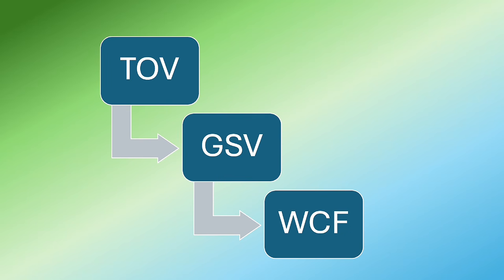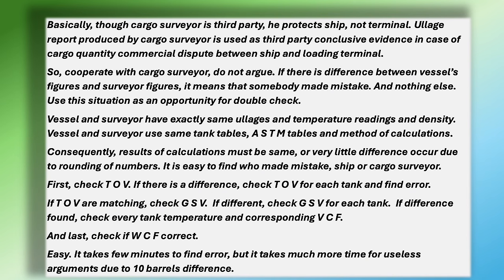First, check TOV. If there is a difference, check TOV for each tank and find the error. If TOV are matching, check GSV. If different, check GSV for each tank. If a difference is found, check every tank temperature and corresponding VCF, and last, check if WCF is correct. Easy. It takes a few minutes to find the error, but it takes much more time for useless arguments due to a 10 barrels difference.